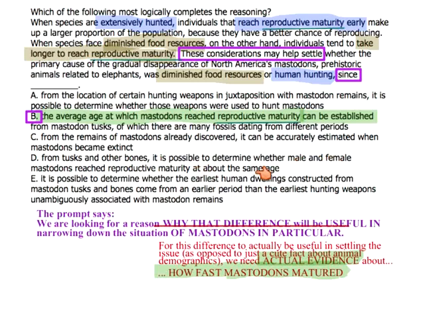Whether male and female mastodons reach it at the same age doesn't make any difference, because it's the overall speed with which they did that we care about, not the difference in sexes. And then finally, whether the human houses built from mastodon remains are from an earlier time period is not going to help us establish this difference, because it's not relevant.